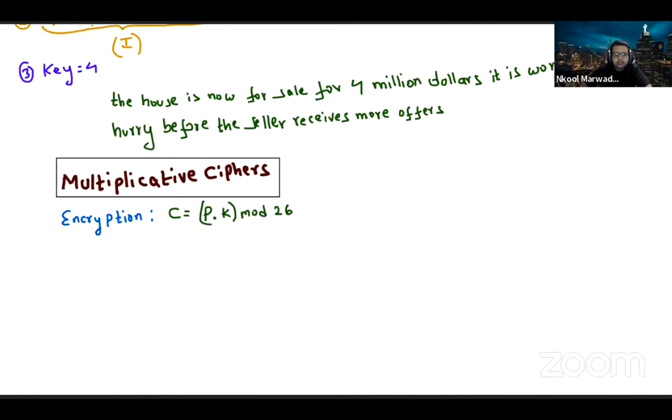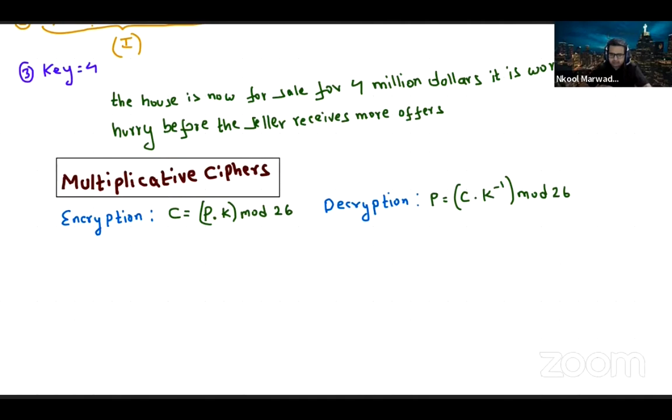For decryption, we get plain text as the result, and we make use of the ciphertext. We multiply the ciphertext with the inverse of K, like 1 by K. So it is very clear that in multiplicative ciphers, in encryption, whatever plain text we have, we multiply it with the key, the private key K, and we do mod 26, and we get the ciphertext symbol.